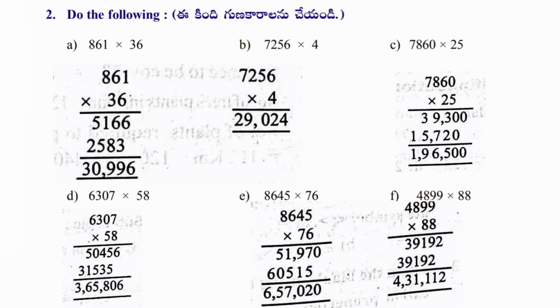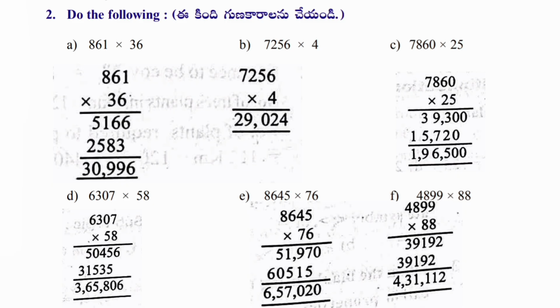Next, second one, 7,256 multiplied by 4. 6 4s 24, 2 carry forward, write down 4 here. Then 5 4s 20, 20 plus 2 is 22, 2 again carry forward, write down 2 here. Then 2 4s 8 plus 2 is 10, 0 write it down here, 1 carry forward. Then 7 4s 28, 28 plus 1 is 29. So the answer is 29,024. Got it guys?